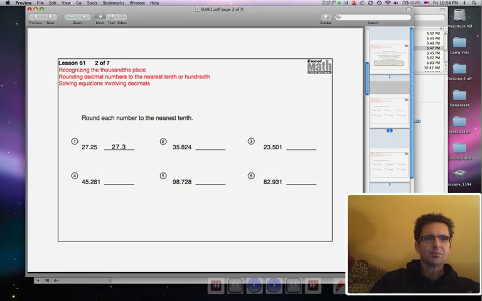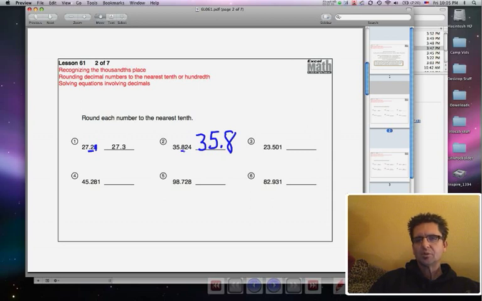It says 27.25, and if we round to the nearest tenths, we're looking to round it to this spot where the 2 is right here. We look to the right, that 5 tells me to bump that 2 up to a 3, and then the 5 goes away, so the answer is 27.3. How about number 2? The 8 is in the tenths place. Look to the right, you see a 2. That means we leave the 8 alone, and so the answer is 35.8. Why don't you go ahead and see if you can do numbers 3 through 6.